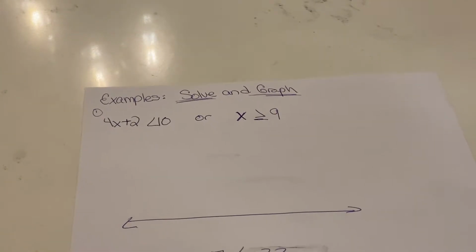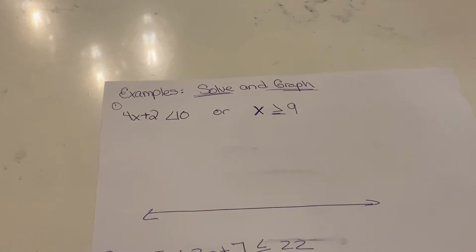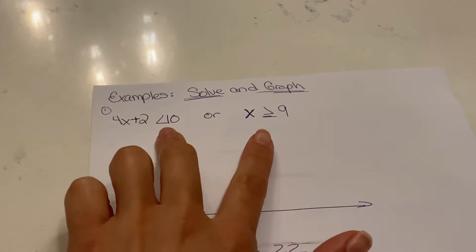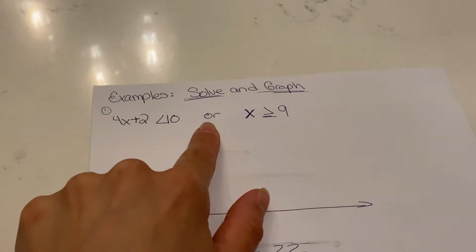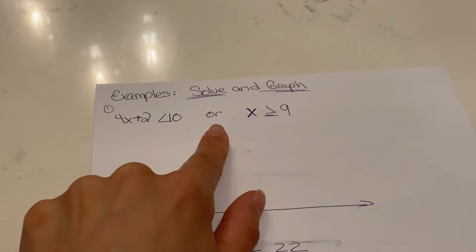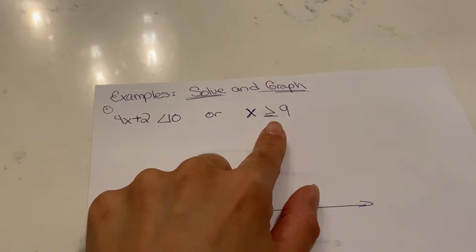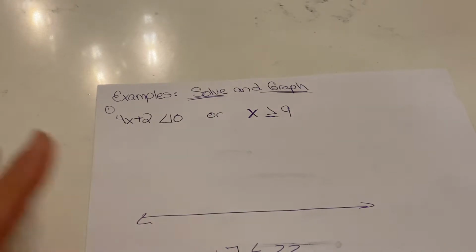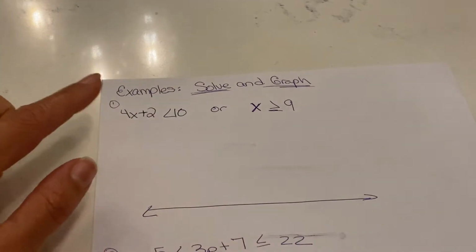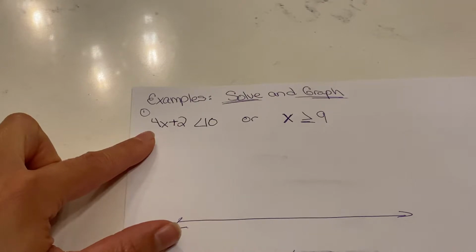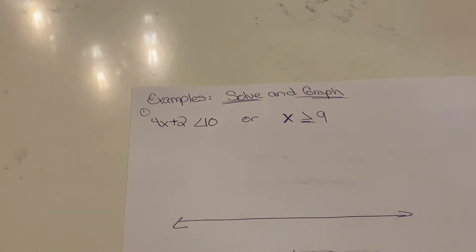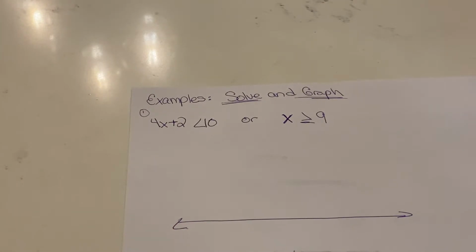All right, so let's look at this one, all right? I have a compound inequality with the word or. So I know I have a union, all right? Look at this one. X is already solved. X is by itself. That tells me I'm just going to have to plot it, all right? But this one, is my x by itself? No. So I need to see the work in which you're going to get x by itself.